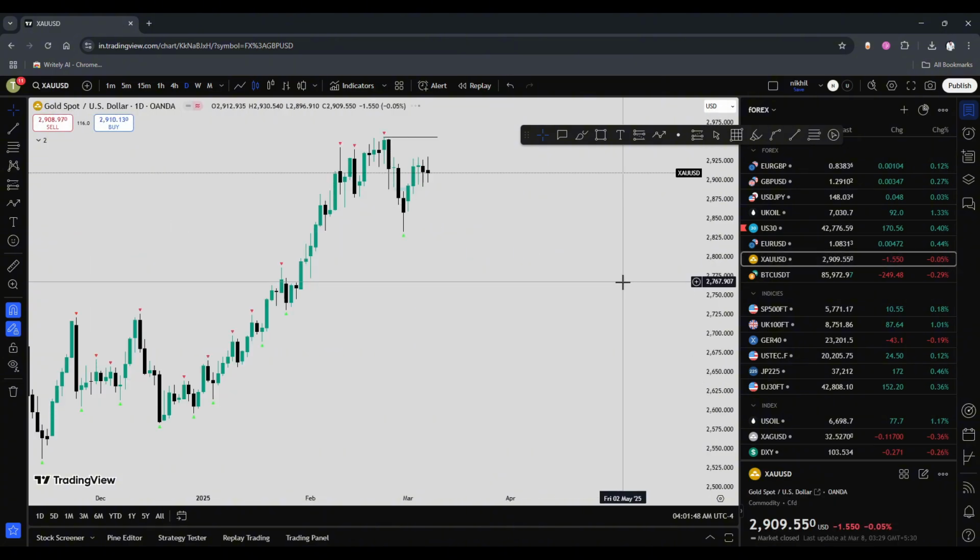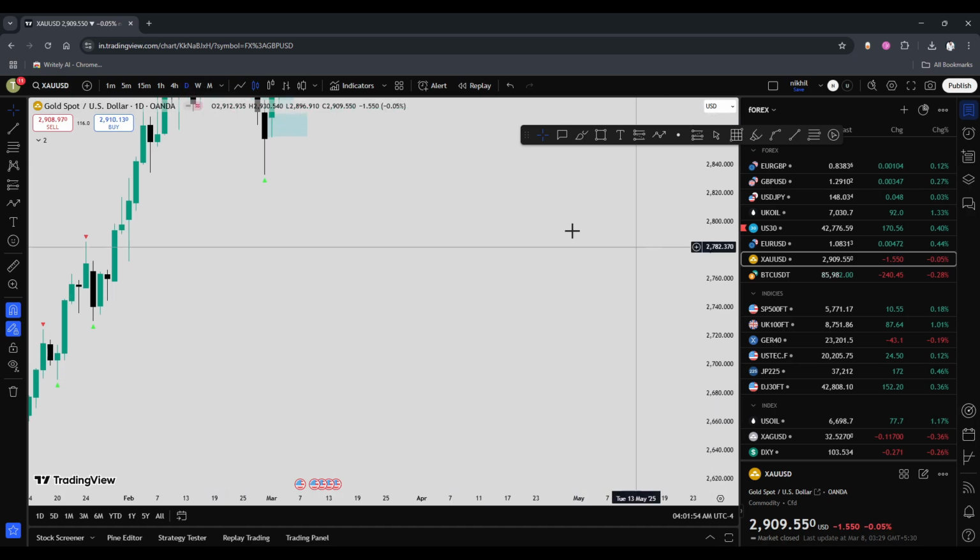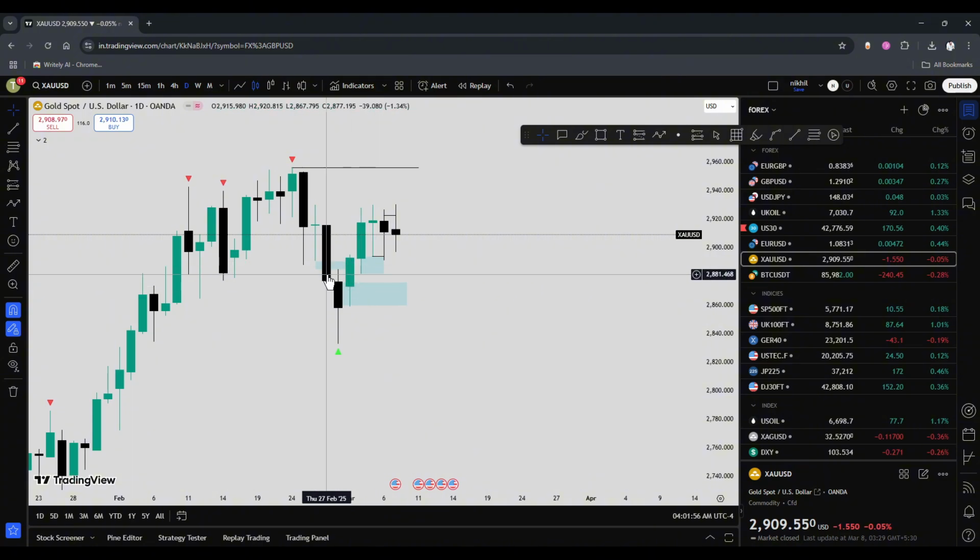Now let's look at the gold. So last time when we did our analysis, it was on the daily time frame. This was the bearish fair value gap. We took out that bearish fair value gap and we closed above that fair value gap, and then on the second day, or on 4th of March, we saw this bullish move. But after 4th of March, the price was just consolidating.